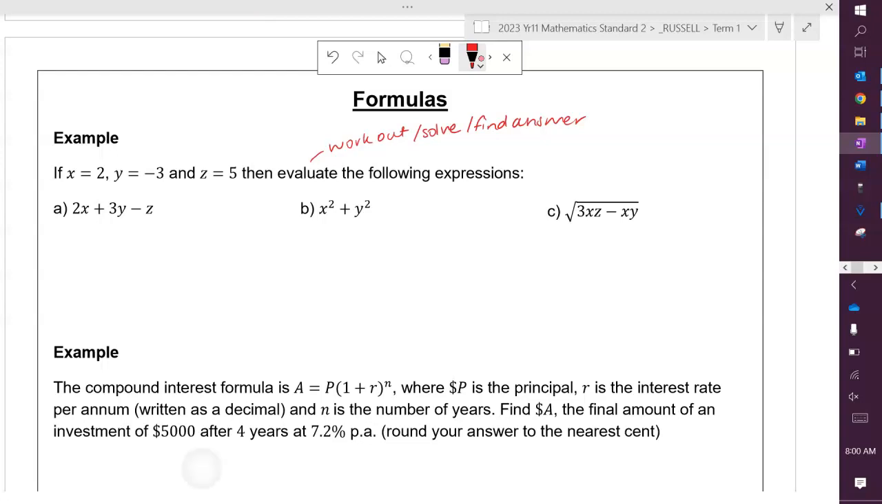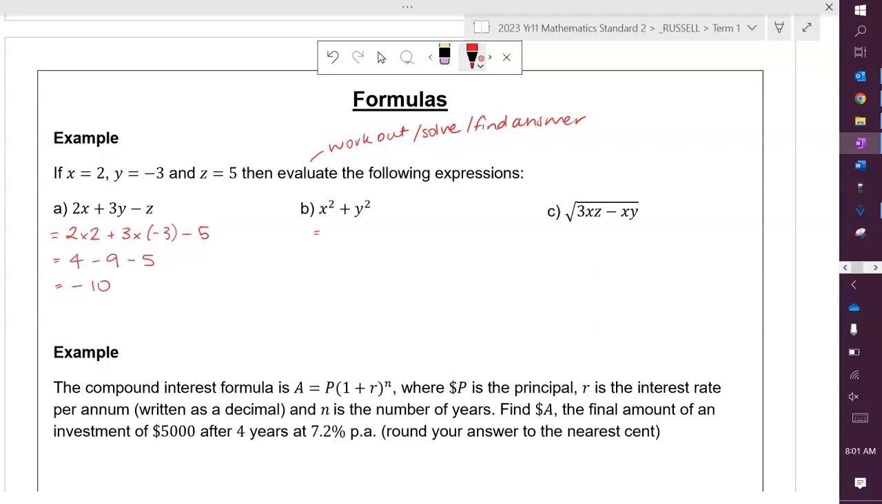So what I'm going to do is substitute in the letters everywhere in here. Between a coefficient and a pronumeral, there is a multiplication sign. So this means 2 times 2 plus 3 times y, which is -3, and then minus z, which is 5. I'm going to work this through in little sections. So this gives me 4. 3 times -3 is -9, and a positive and a negative make a negative, so that's -9, and then take away another 5. So 4 minus 9 gives us -5, and I'm taking away another 5, which is -10.